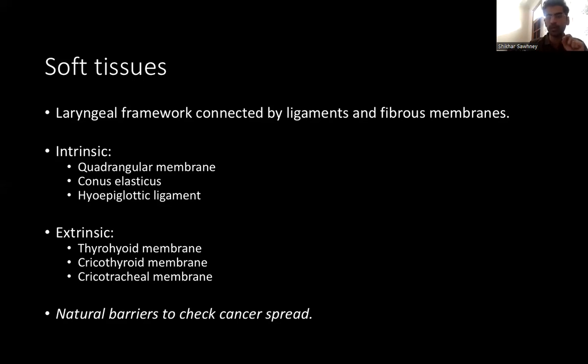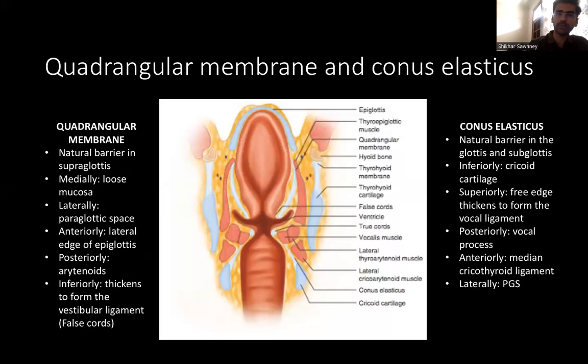Knowing about this is important, as these soft tissues form natural barriers to check cancer spread, and knowledge of their anatomy is important in predicting tumor spread. Talking about the quadrangular membrane and conus elasticus, the quadrangular membrane is the natural barrier to tumor spread in the supraglottis.